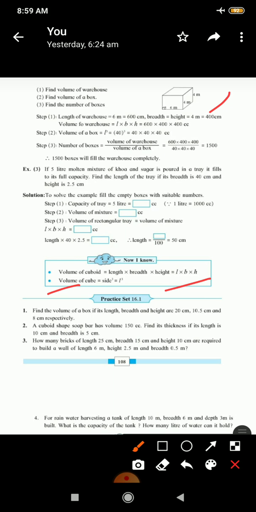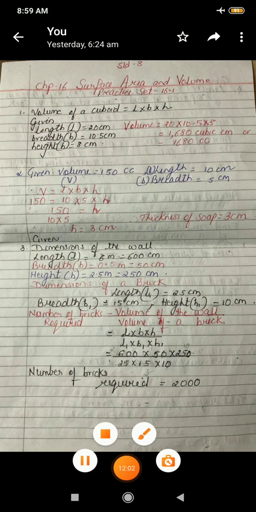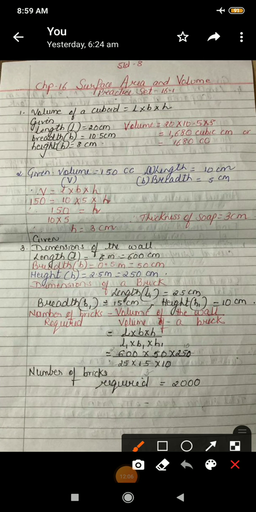So the first problem is: find the volume of a box if its length, breadth and height are 20 centimeters, 10.5 centimeters and 8 centimeters respectively. Now we know that the volume of the cuboid is equal to L into B into H. So the length is 20 centimeters, breadth is 10.5 and height is 8. So volume is equal to 20 into 10.5 into 8, that is equal to 1680 cubic centimeters or cc's.